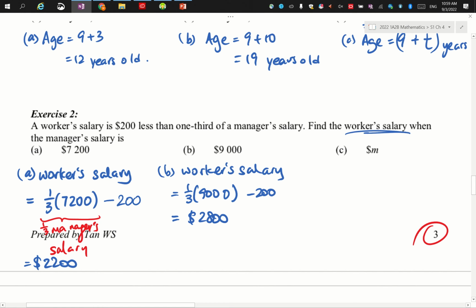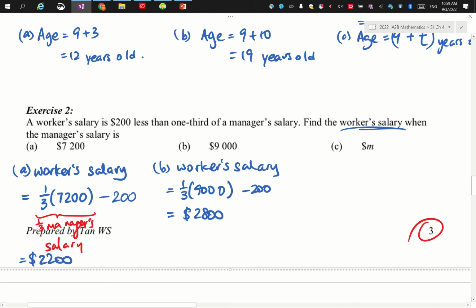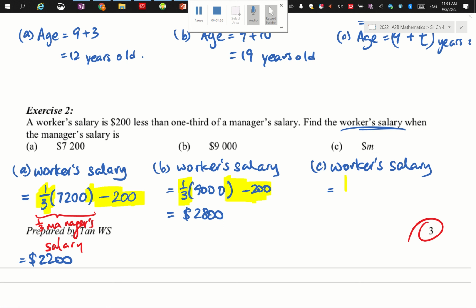And now finally, we come to the last case. The manager is earning M dollars. They don't want to tell you how much. So what do you think the working looks like? With what I've shown you for part A and part B, can you try for part C? Or if you have already done it, is your presentation the same, or do you want to make any changes? Okay, continue on this part for yourself.